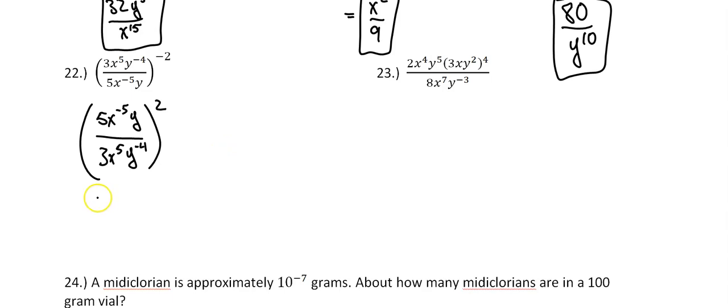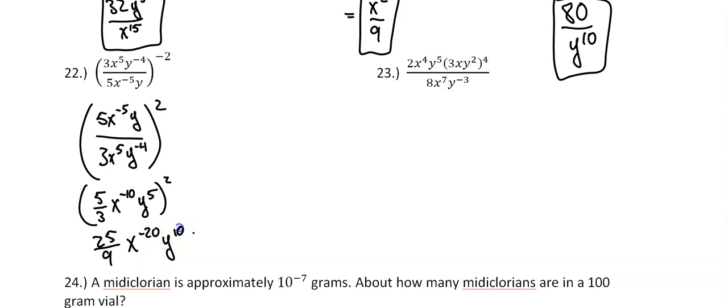Now let's start inside the parentheses. Inside the parentheses, I have 5 over 3. When I subtract the exponents, that's x to the negative 10th. Here, when I subtract the exponents, that's y to the 5th. And now it's all raised to the second power. I'll just raise each of these to the second power. Like 5 to the second power is 25. 3 to the second power is a 9. When I raise things to a power, I multiply the exponents. That's x to the negative 20th, y to the 10th.